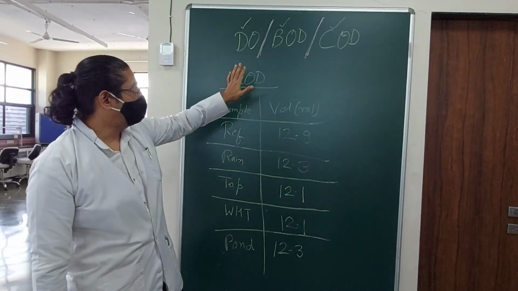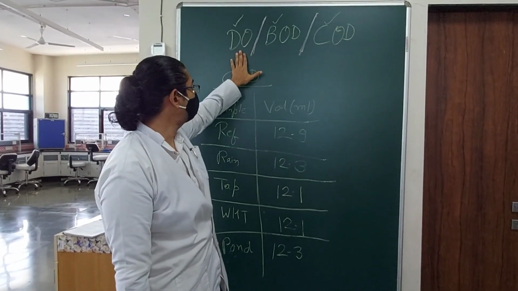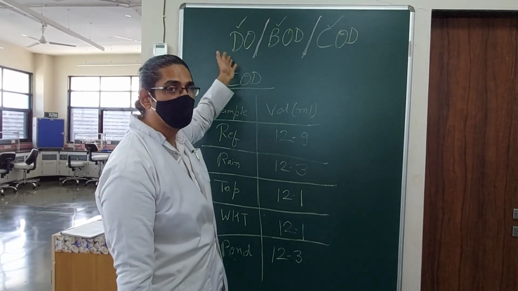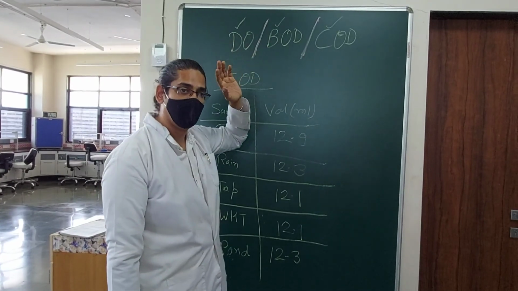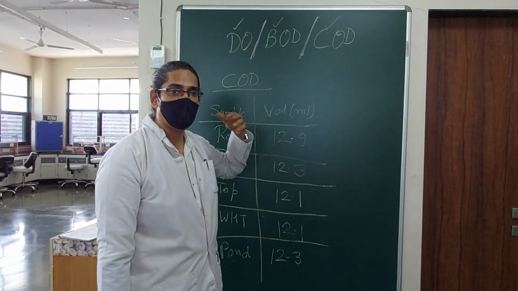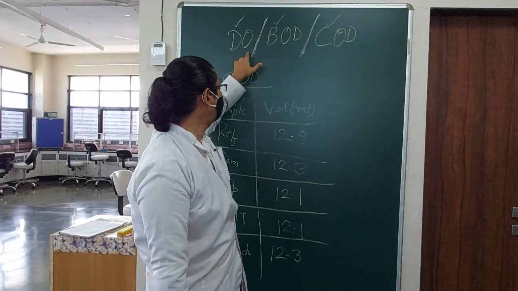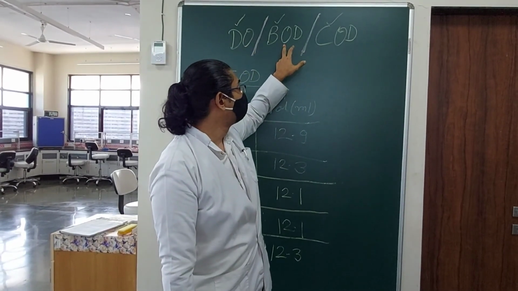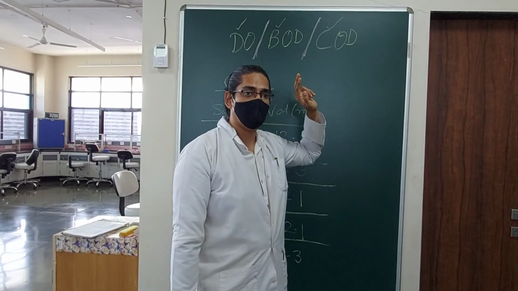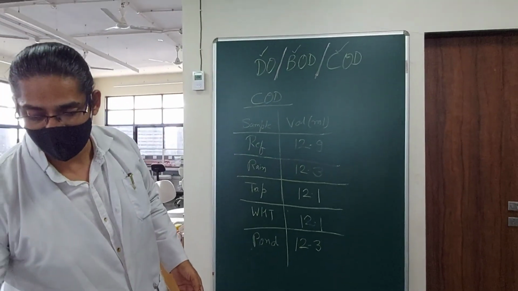This is what I wanted you to appreciate, that we have these three terminologies when it comes to the purity of water, in addition to many other parameters like pH and heavy metals, where every metal has a different identification altogether. Today we learned dissolved oxygen, biological oxygen demand, and chemical oxygen demand. I hope you had fun doing or watching this experiment.